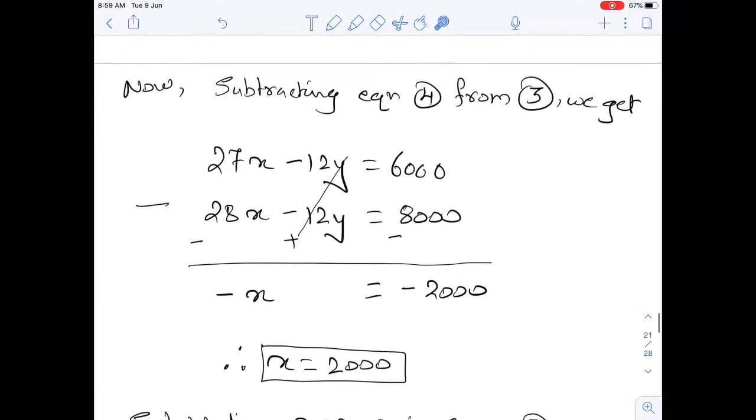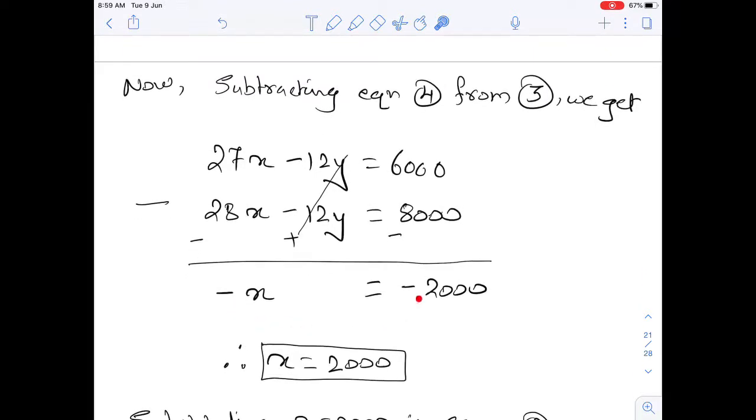On the next step you will get a negative sign on both sides, so we can cancel it. Therefore x equals 2000.